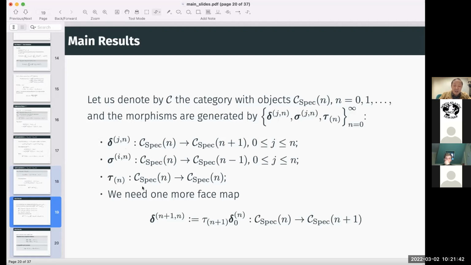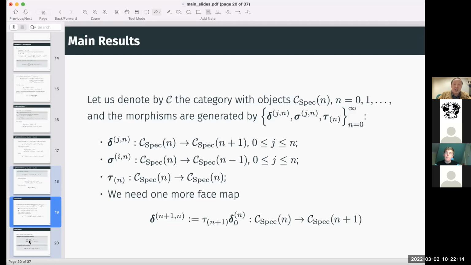To complete this, we need one more face map, according to the cyclic theory. We have one more face map, which at this stage is not seen in this differential calculus, but we know what it is because the axioms of the cyclic theory tell us how to define the one more face map here.